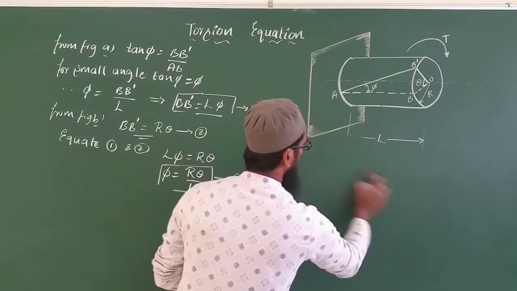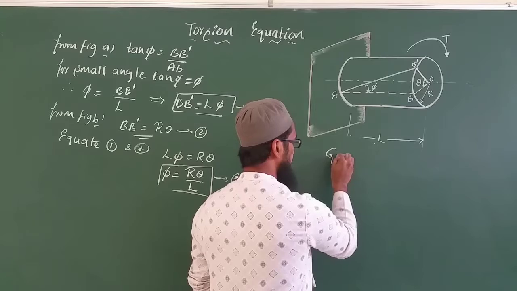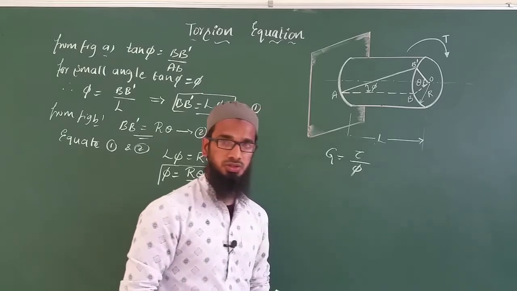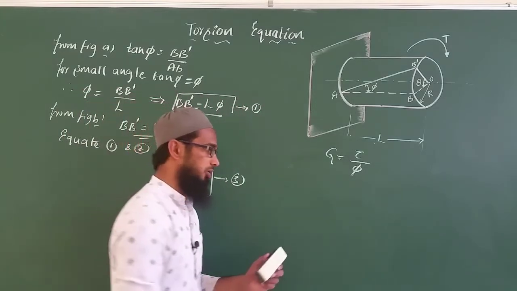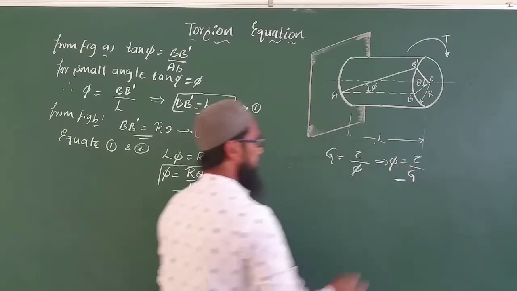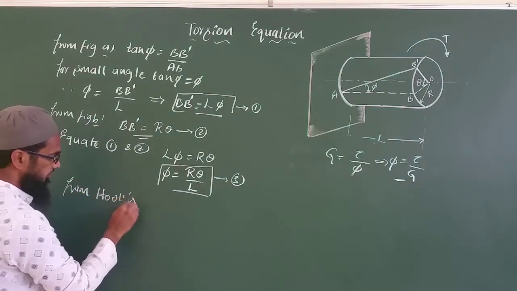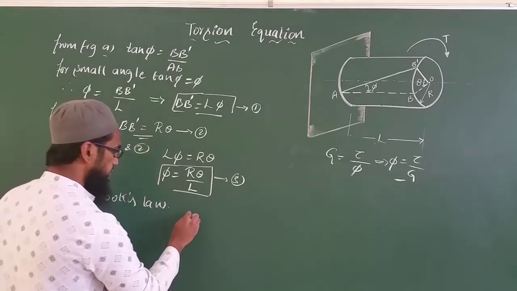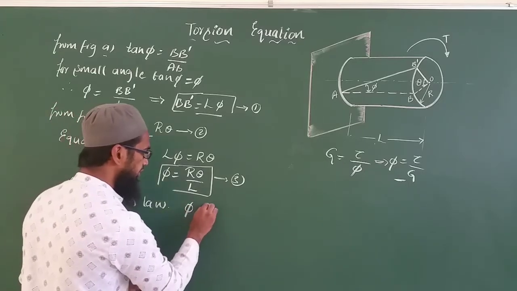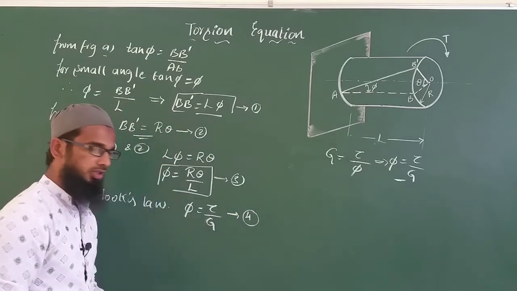Okay. Now the next thing is, we know Hooke's law. By Hooke's law, the modulus of rigidity G is the ratio of shear stress to shear strain. Now from this, I can write phi is equal to tau by G from Hooke's law. So this is our equation 4. This is the equation from Hooke's law here.